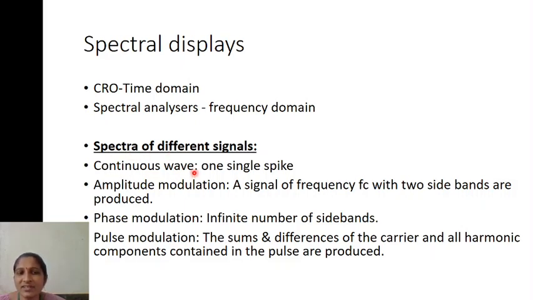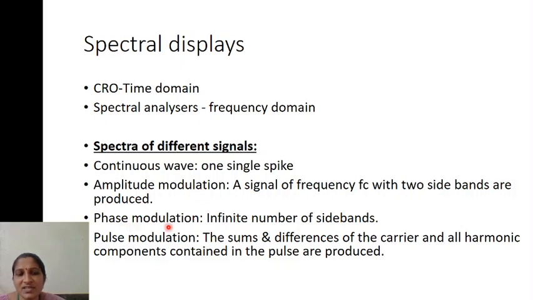If you provide a continuous wave to the spectrum analyzer, then only a single spike will be obtained on the screen. Whereas if you are giving amplitude modulation, then you will note three spikes. The middle one is fc, the carrier frequency. On both sides of the carrier frequency, you can observe two side bands. So this is for the amplitude modulated signal.